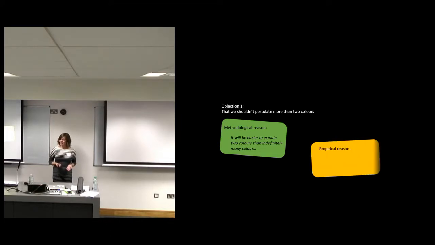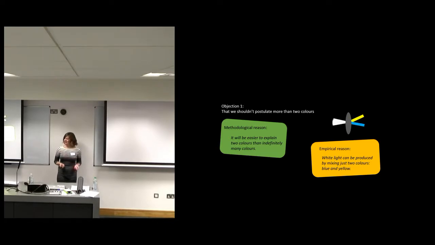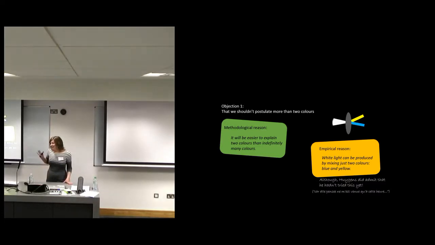Okay, so again, I'm just going to focus on two objections that were raised. Firstly, that we shouldn't postulate more than two colours. Huygens offered a methodological reason for this, that it will be easier to explain two colours than indefinitely many colours. And also an empirical reason, that he thought white light can be produced by mixing just two colours, so we don't need all the colours. Something like this is what he thinks you can do. Although Huygens did admit that he hadn't tried this experiment yet. But he thought that in principle you should be able to.